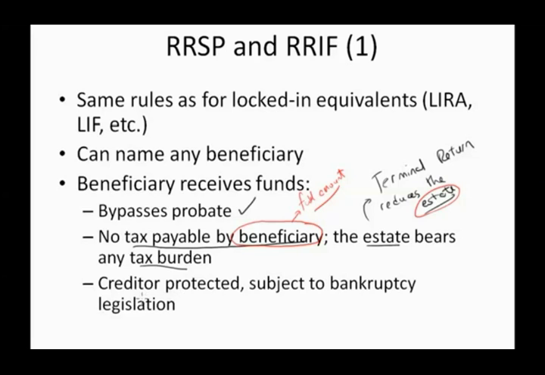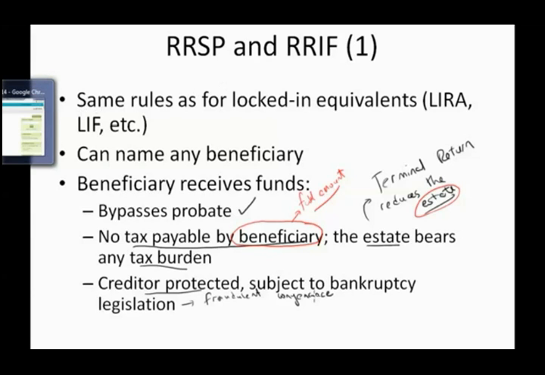And then we could have creditor protection possible here. Now we have to be a little bit careful with this. So yes, we do have creditor protection, but as we've seen previously, if there's any sort of fraudulent conveyance or fraudulent transfer, that is an attempt to actually defeat bankruptcy legislation, that creates an issue.